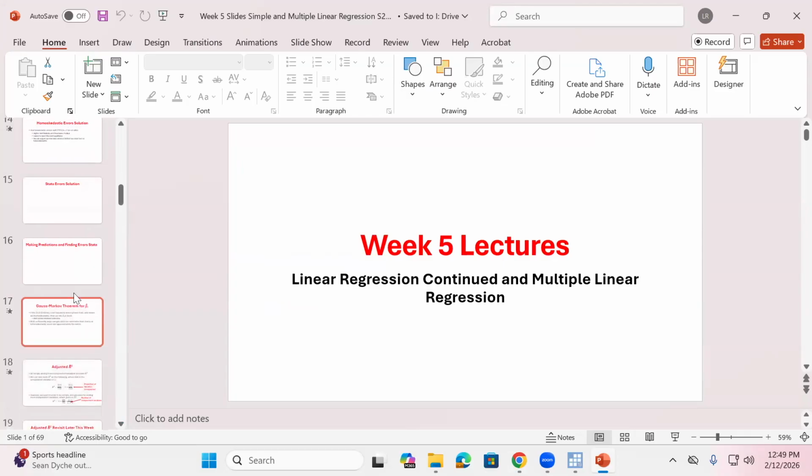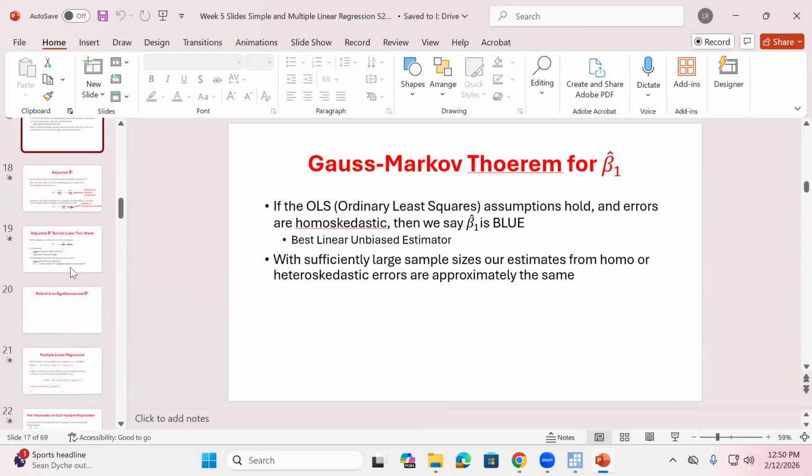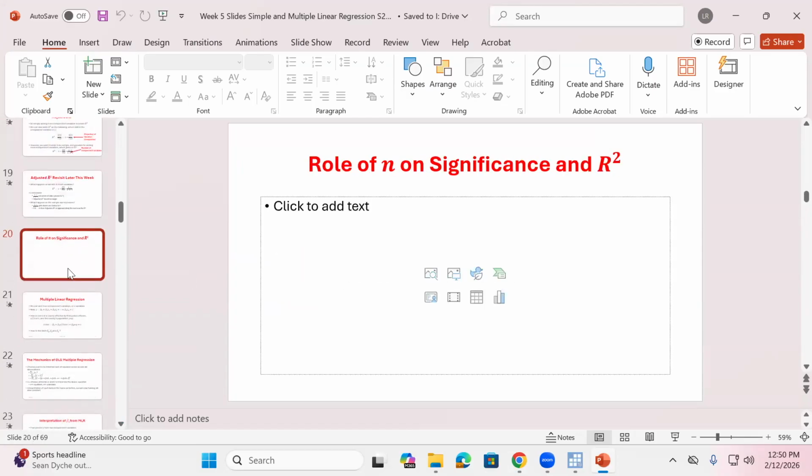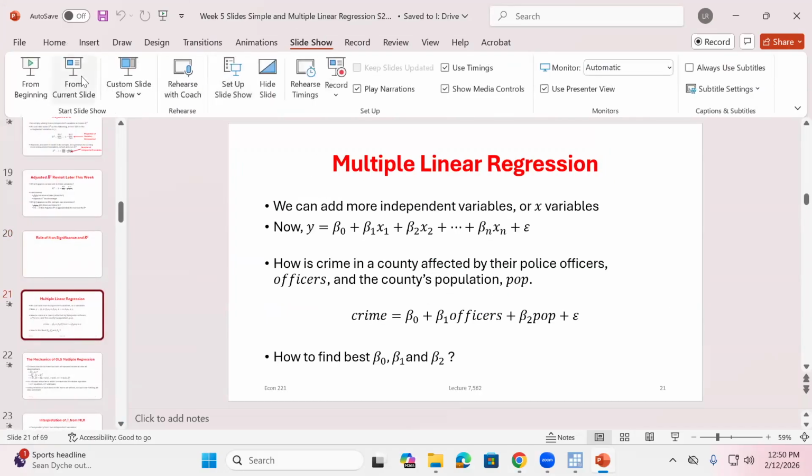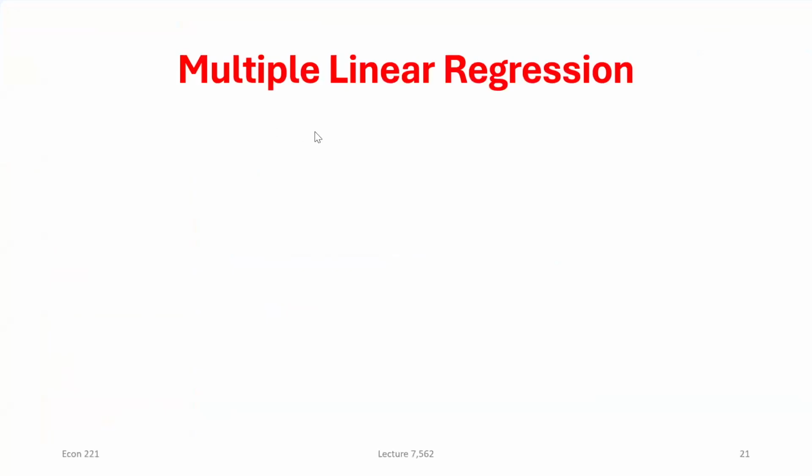Okay. So we're down here. Last class we talked about R squared, adjusted R squared. I said we will start doing multiple linear regression today.